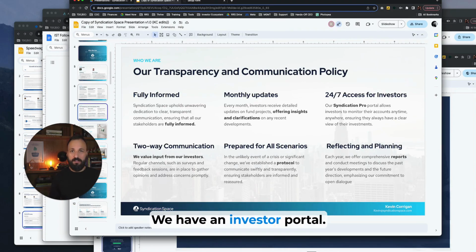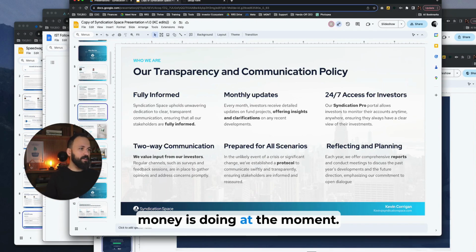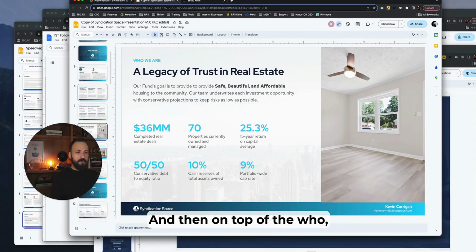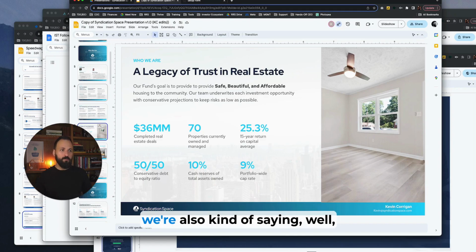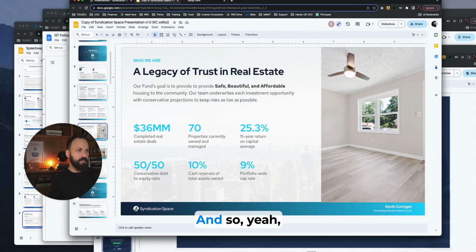We have an investor portal. This is how we're going to use it. This is how we're going to keep you informed as to what your money is doing at the moment. Reporting and the cadence of the communication is really what they're setting here. And then on top of the who, we're also saying, well, this is our track record for our company, super high level, and so yeah, this is a good idea for you to show off as well.